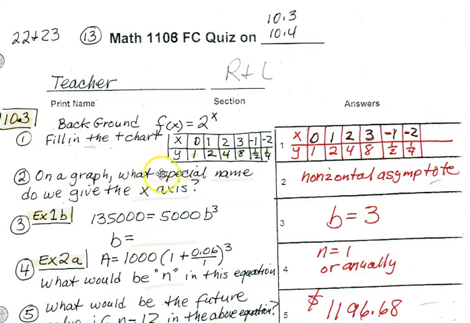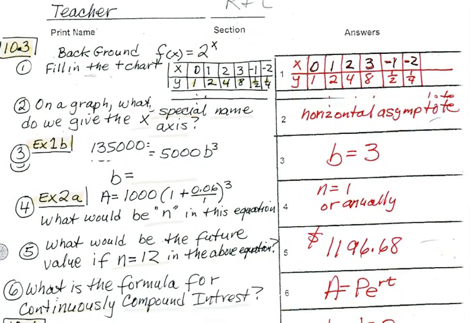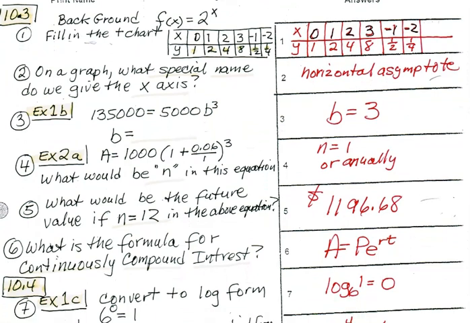On the graph, what is the special name we give to the x-axis when we plot this type of data? It's called the horizontal asymptote. Remember, an asymptote is a line that something approaches but never reaches. I could have asked about the domain and range and many other questions, but we can only ask 11, so we had 2 sections to cover.